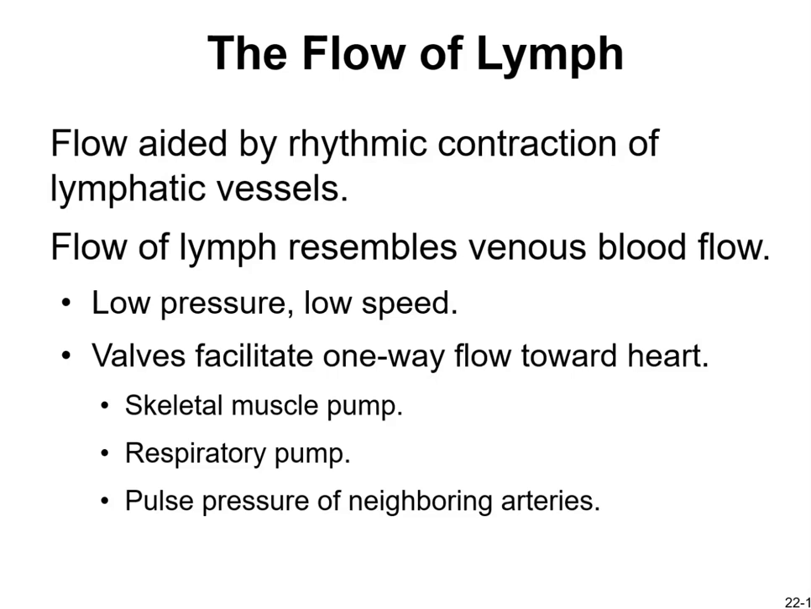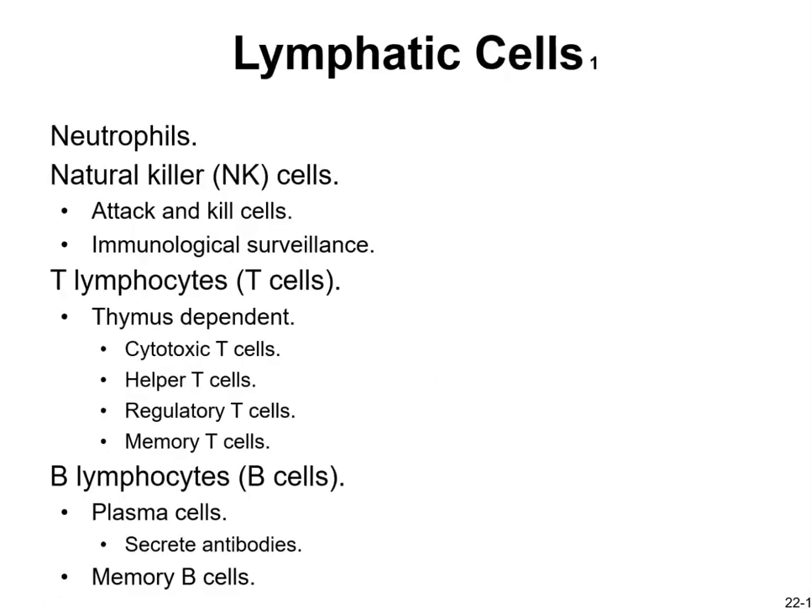All right. Flow of lymph resembles venous blood flow. So you have low pressure and low speed. Remember, veins are low pressure, low speed. Valves facilitate only one-way flow toward the heart, and the skeletal muscle pump activates the respiratory pump. So when you breathe, you move lymph. And the pulse pressure of neighboring arteries also moves the lymph. So the high pressure of the arteries also moves the lymph.